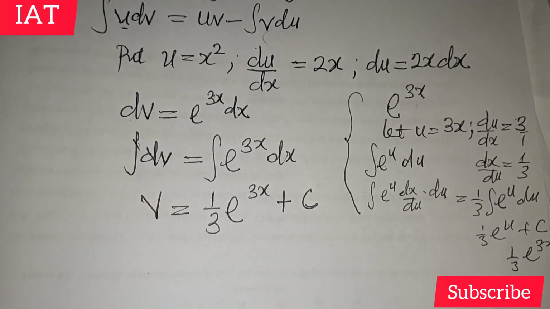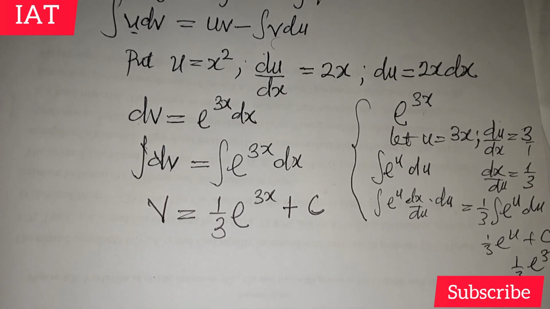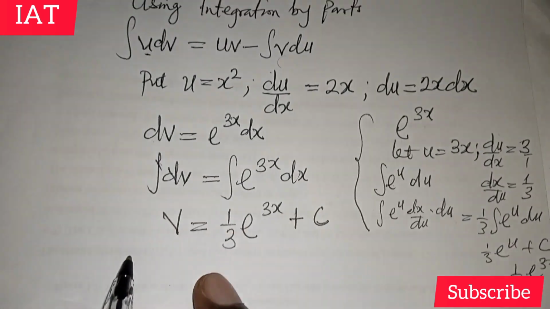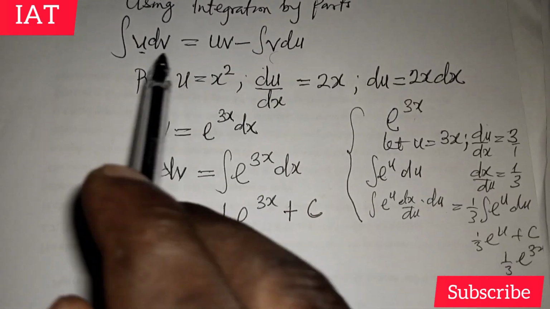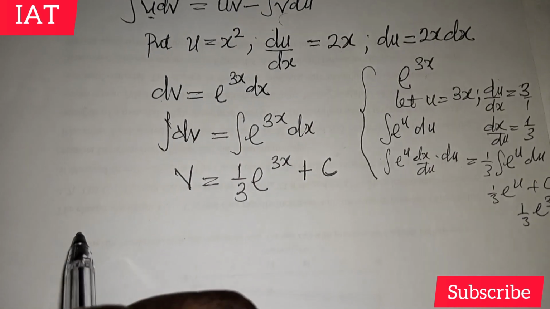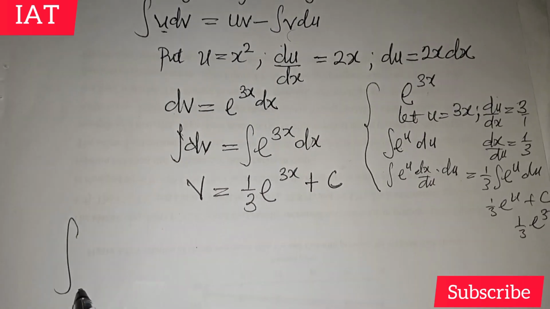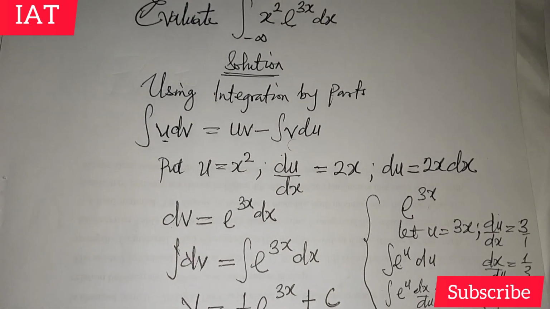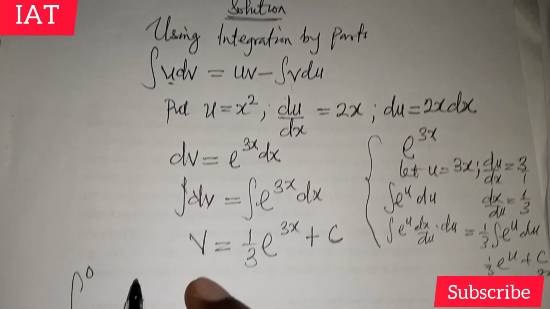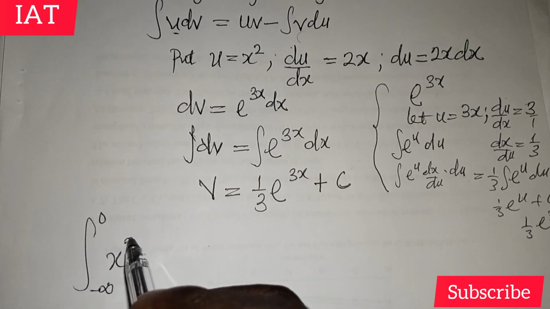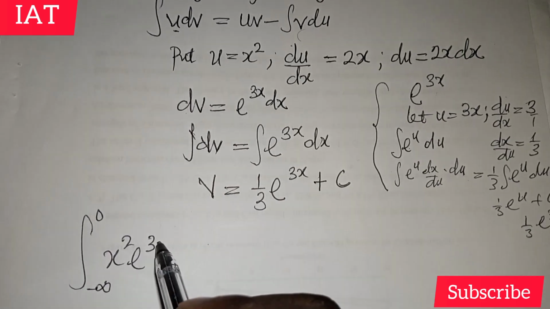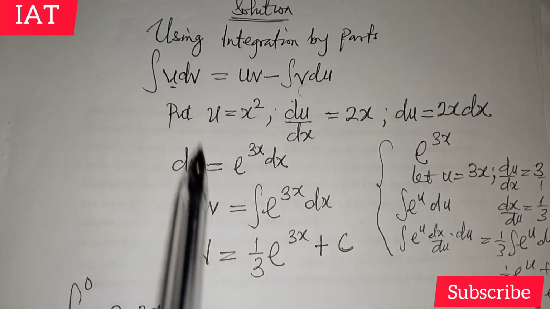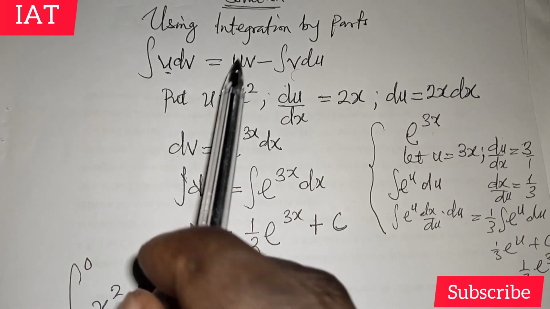So let's progress on the next phase of it. So now we need to apply everything into the formula. All what we've gotten, we need to substitute into the formula. The original equation says the integral from negative infinity to 0 of x squared exponential 3x dx is equal to, so this is taking this position, equal to, what is your u?